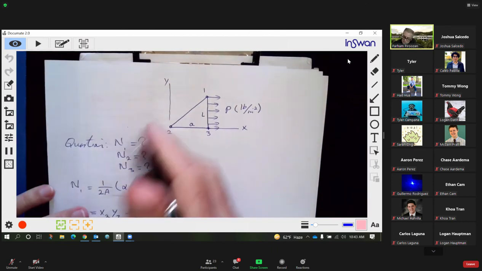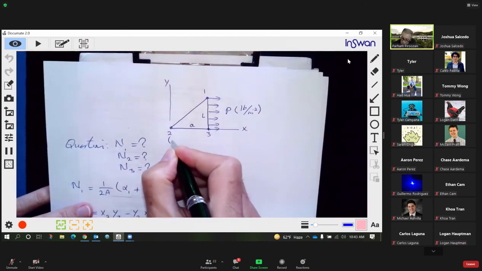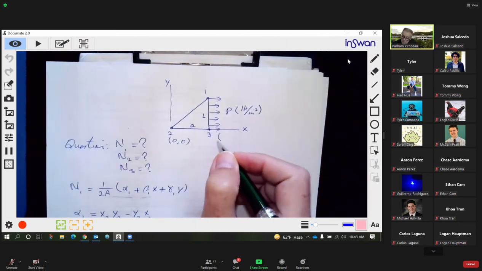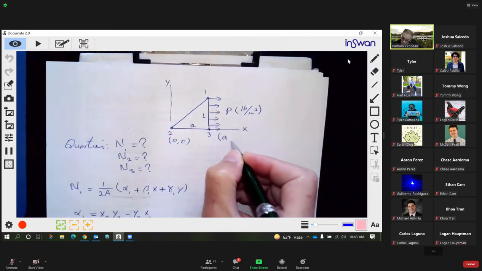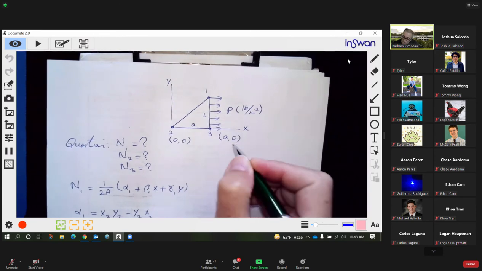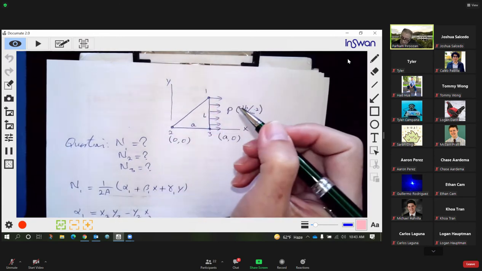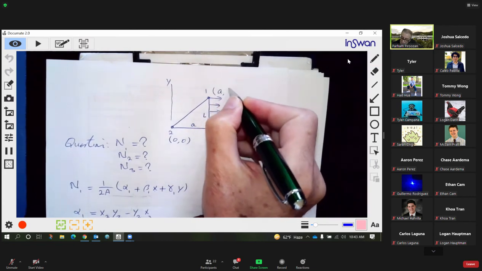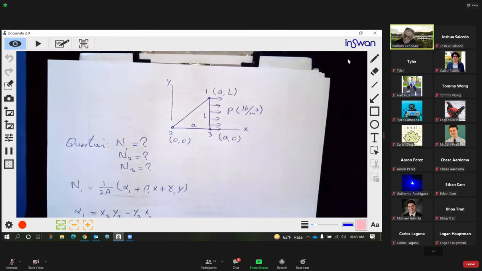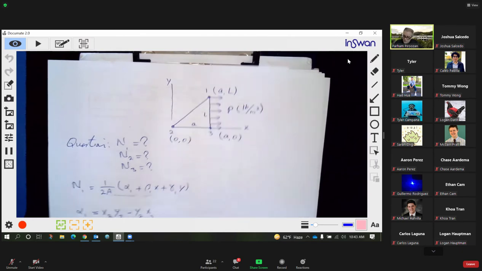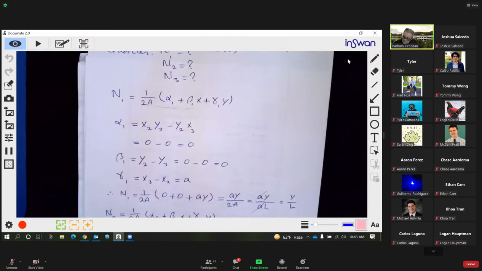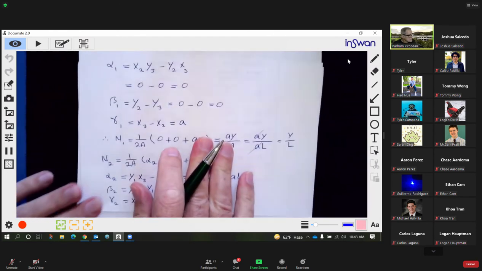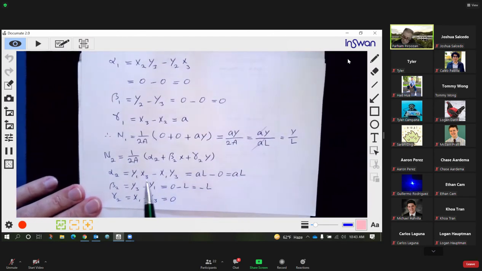You can write it here. This node 2 has coordinates of 0 and 0. Node 3 has coordinates of A and 0. And this node 1 has coordinates of A and L. So these are the coordinates of these nodes. Just put them here.